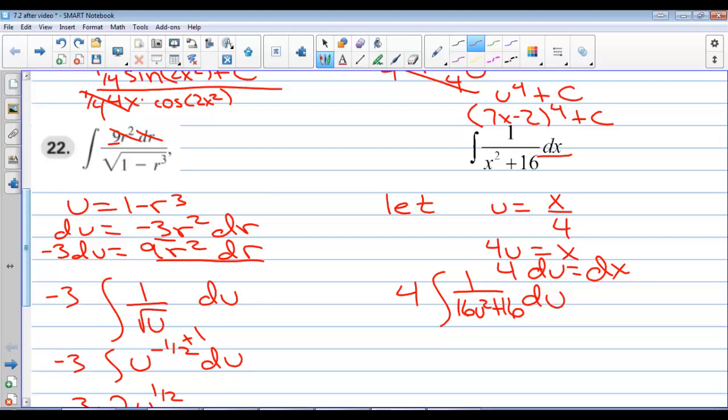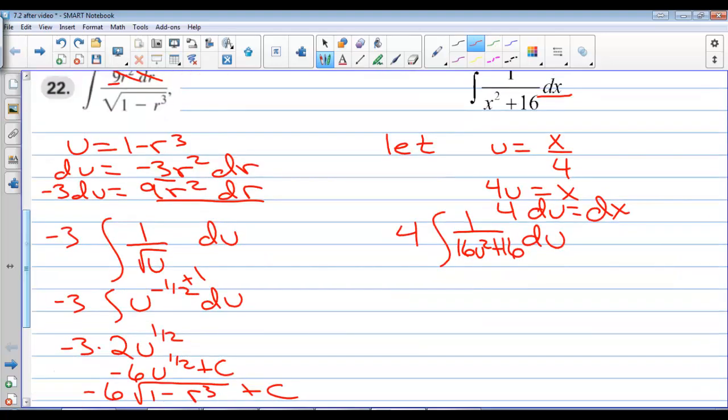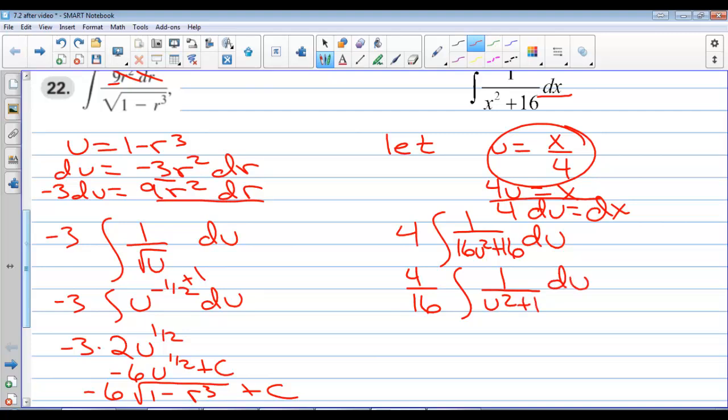Now that allows us to factor out a 16 in the denominator. Because I chose u to be this, and I can multiply, I get the 16u squared plus 16. So we have 4 over 16 integral of 1 over u squared plus 1 du. And that's what I was after. That was the goal of this problem right here. Get that to be u squared plus 1, because now 4/16, that's 1/4 inverse tangent of u plus c.